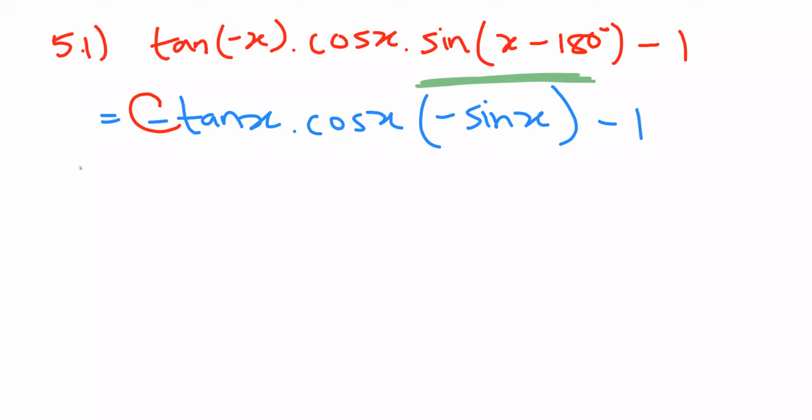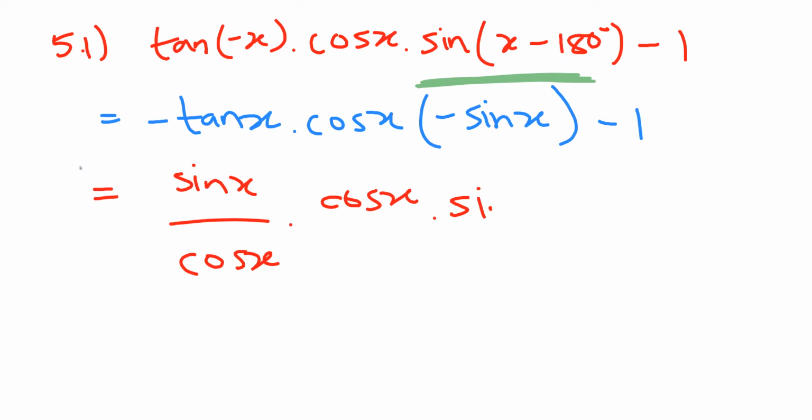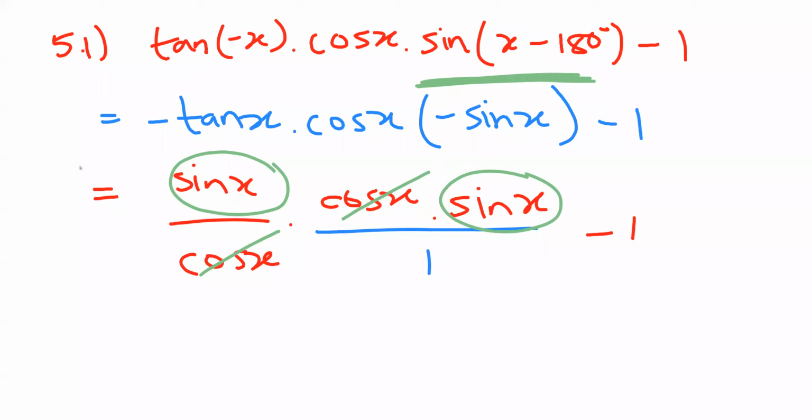Okay, when you multiply this negative with that negative, the negatives will cancel. And another thing I can do here is change tan into sine over cos. So I'm going to change this tan into sine over cos. Remember I said the negative is cancelled. So I just have these terms here with the minus 1 over there. This cos will cancel out with that cos. And this sine multiplied by that sine is equal to sine squared x. And we still have the minus 1.